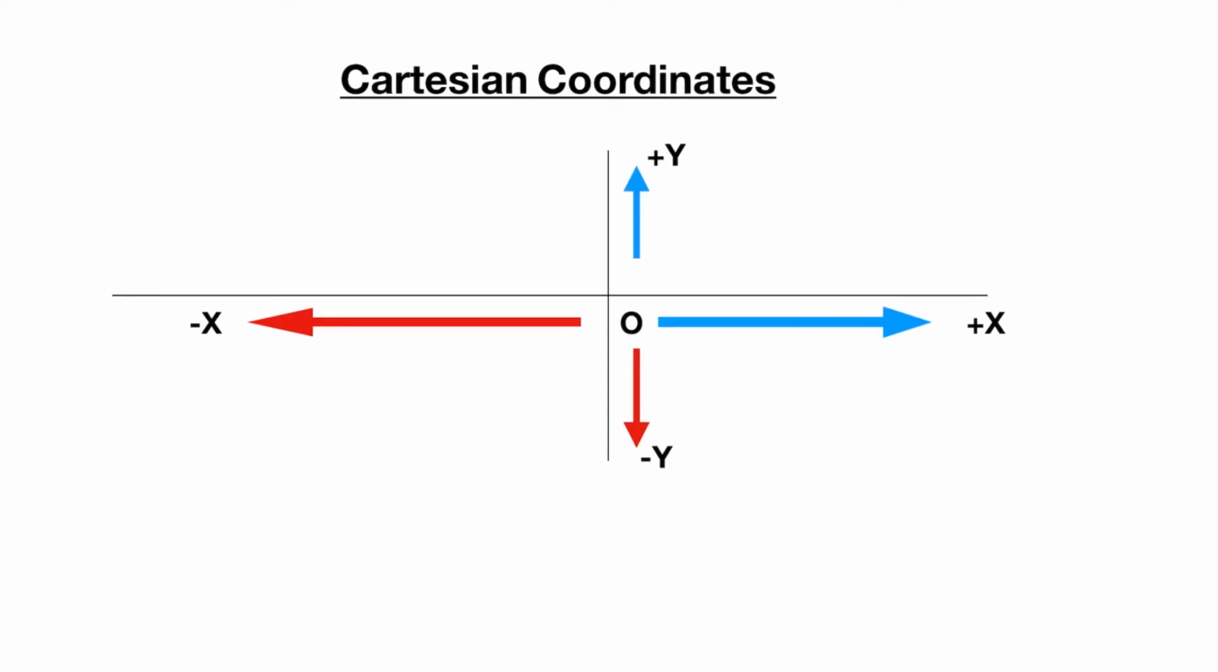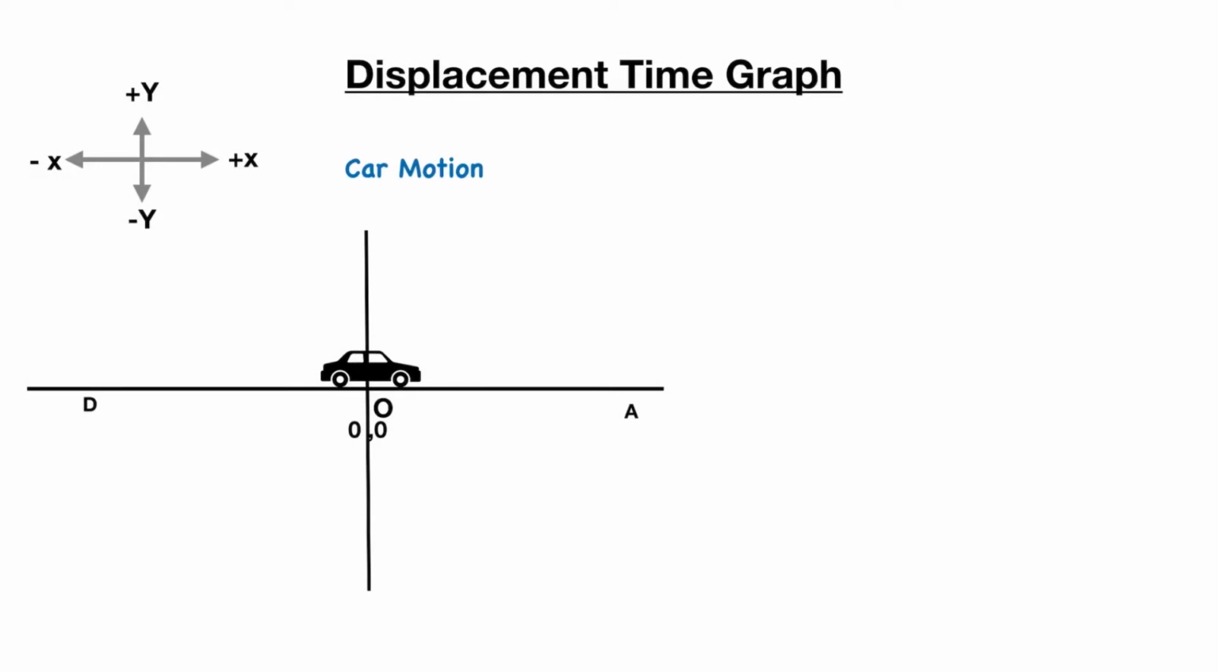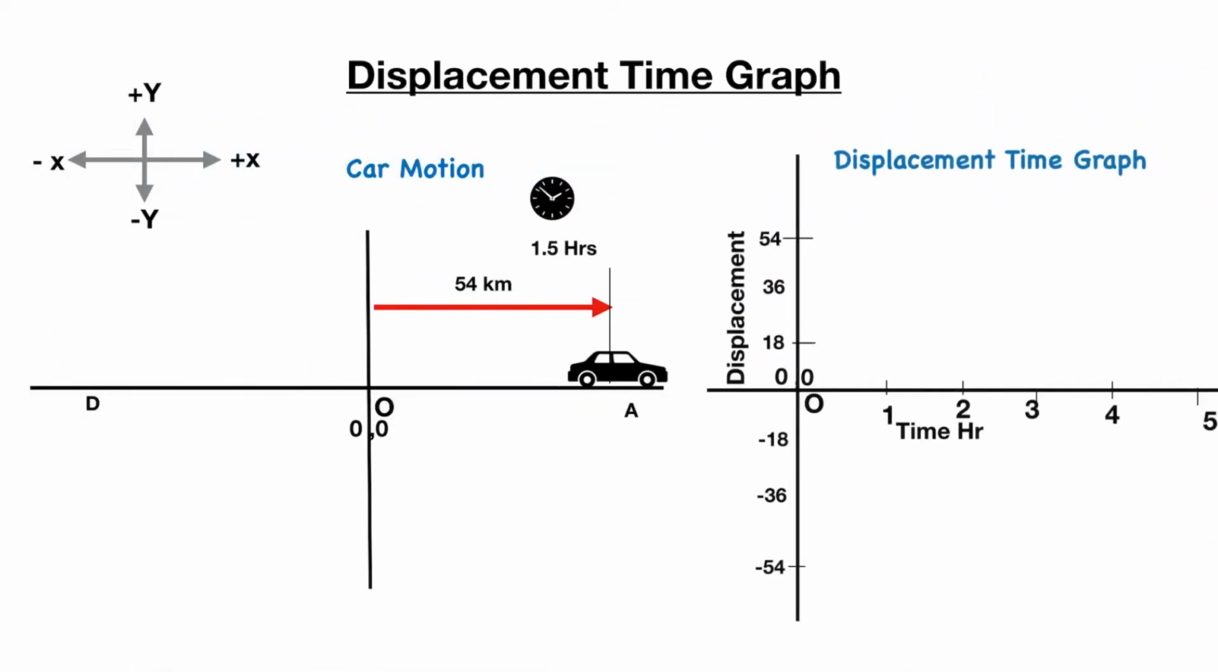Now let's see a car's motion and try to plot that motion on a displacement time graph. So here you see a car which is moving from point O to A and it covers 54 km in 1.5 hours. Now we have to represent this car motion on a d-t graph, which is a displacement time graph. Here the car moves in the positive x direction, and this displacement of the car we are going to present on the y-axis in the displacement time graph, and the time consumed is on the x direction.